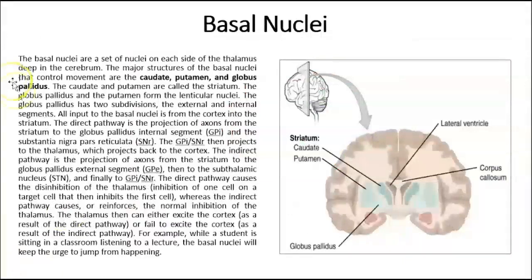The basal nuclei are a set of neurons that are located on each side of the thalamus. And you see these ones right here. Those are considered basal nuclei. These basal nuclei are involved in motor control.